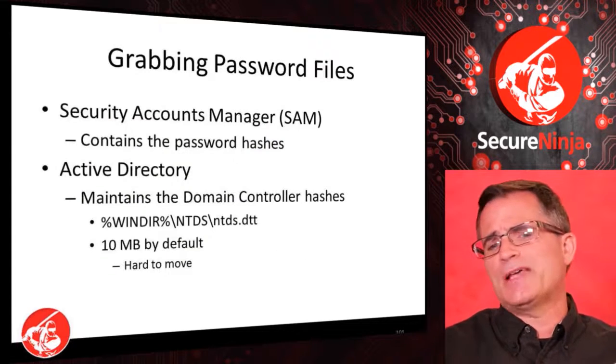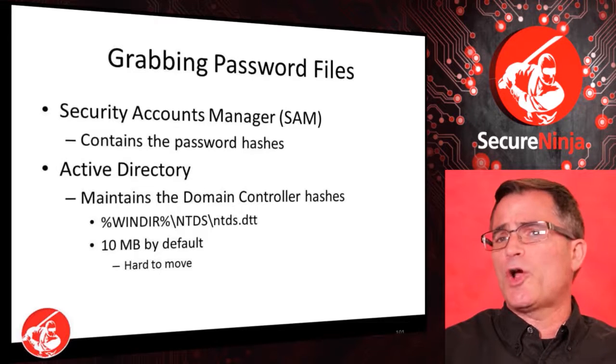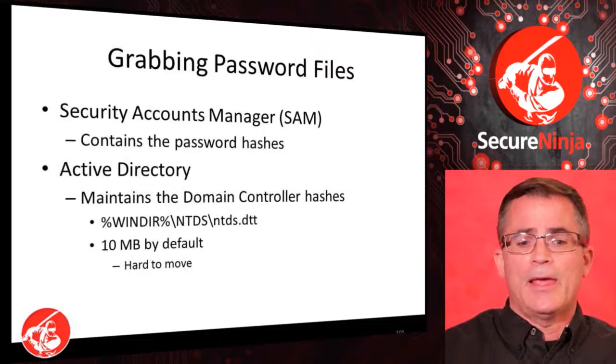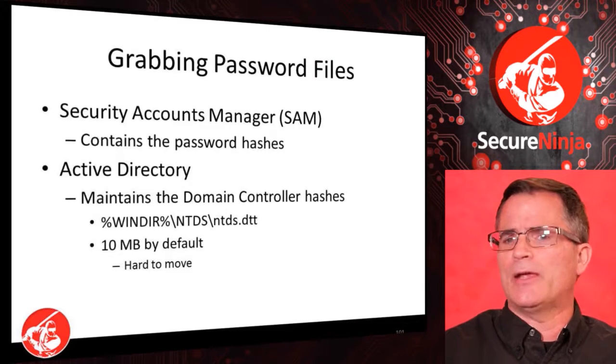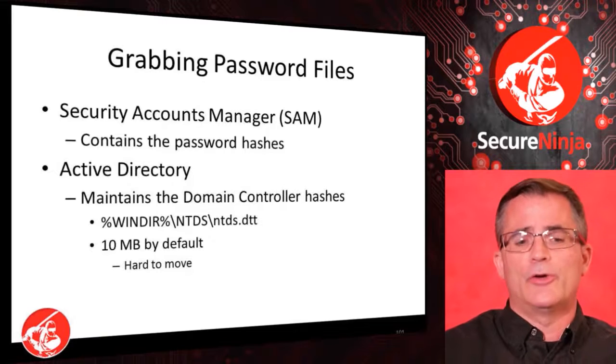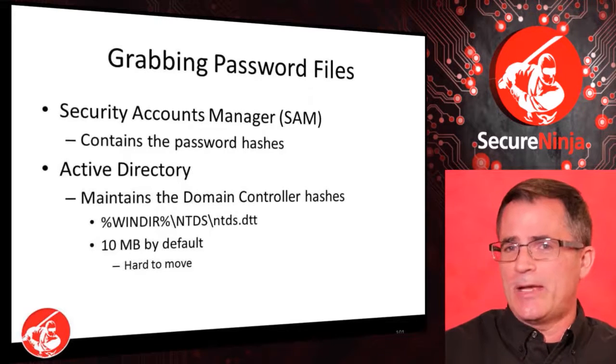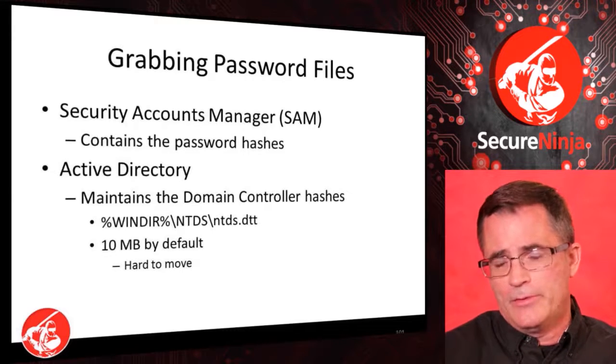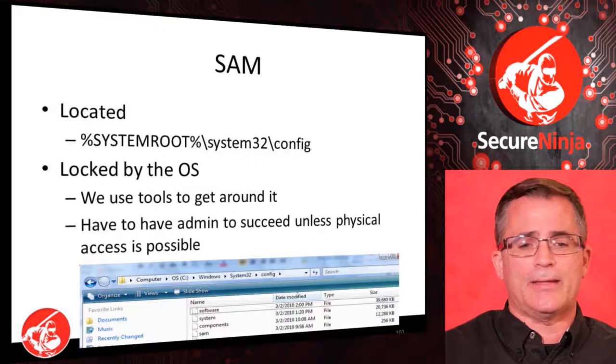So how do we grab the password files? Well, it's what we call the SAM database, the Security Accounts Manager. It contains the password hashes. Active Directory maintains the domain controller hashes, and there's the location on the slide of where that is. Okay? It's hard to move. But the SAM database file is in System32 config. Everybody knows that. So because of that, Microsoft had to protect it.